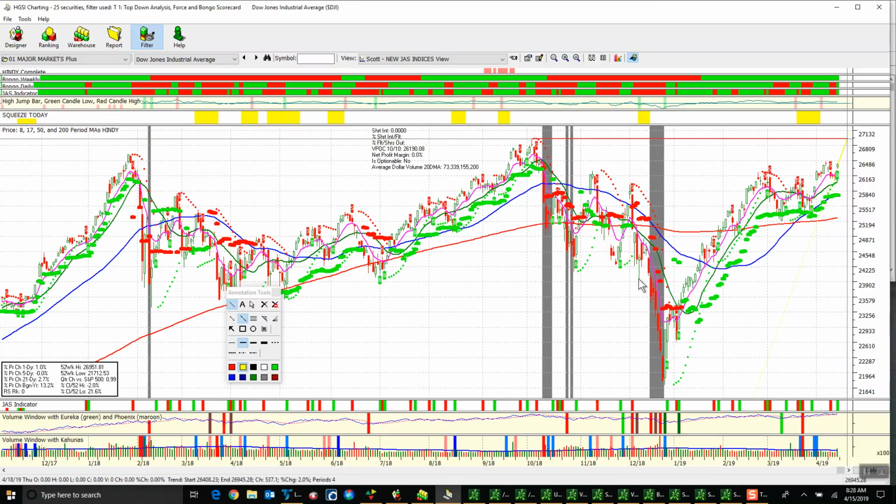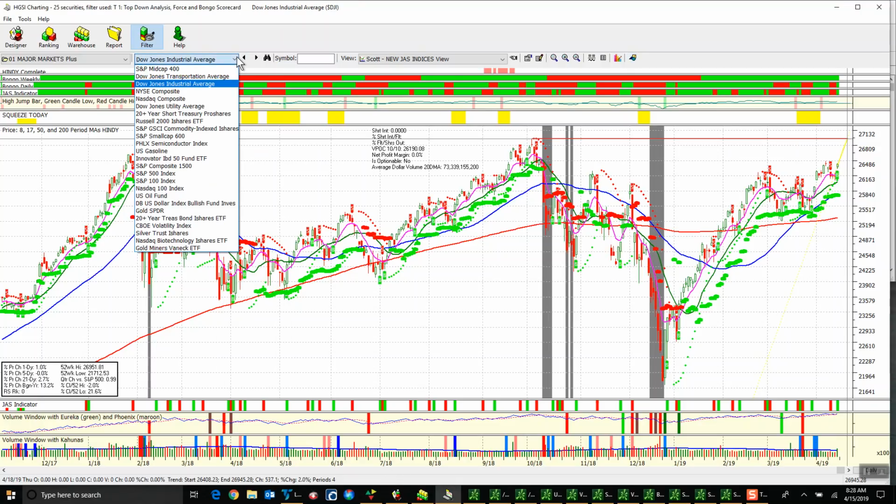So how far are we away on this? Up here, we're 2% away from old highs on the Dow. So again, we're very close to where this market is probably going to face some resistance. What about the NASDAQ?